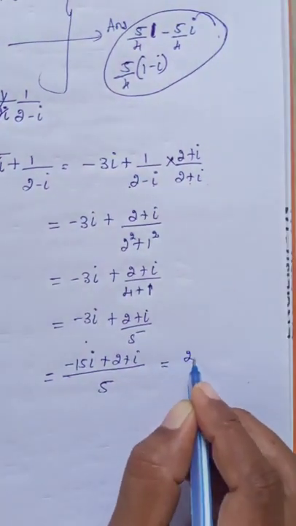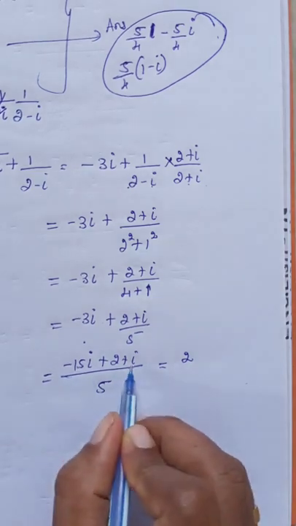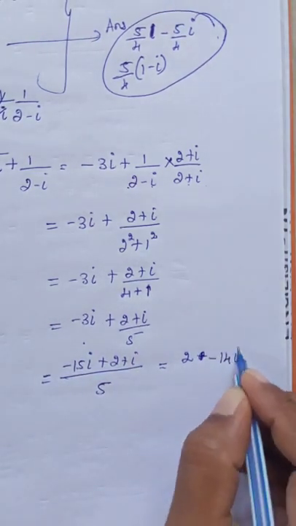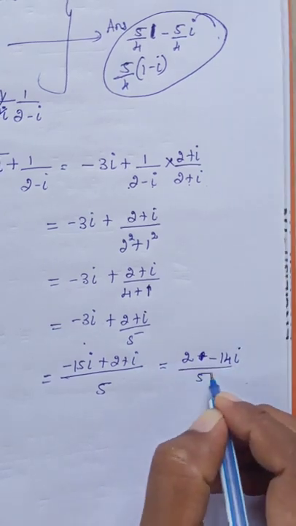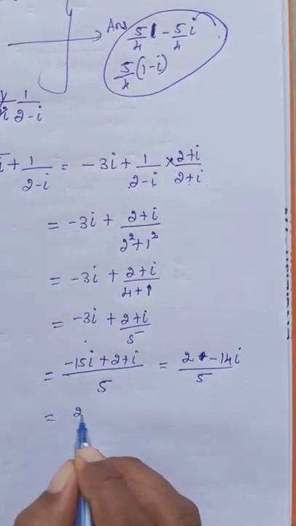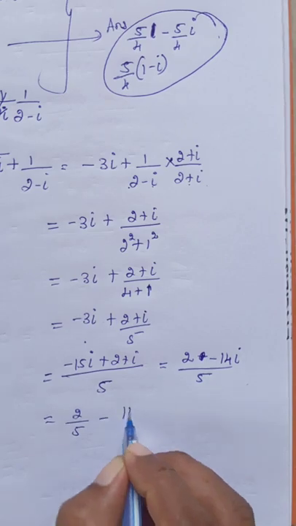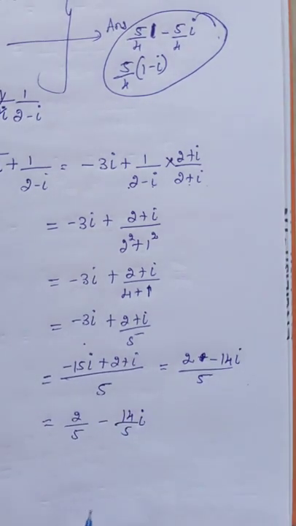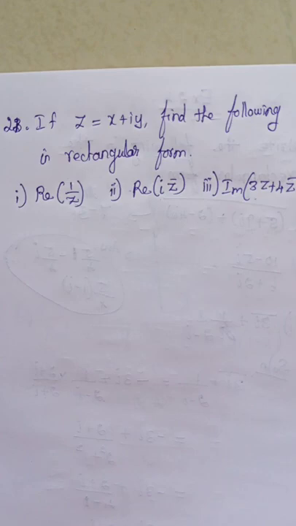So this is 2 minus 15i plus i, which is minus 14i, divided by 5, or 2 by 5 minus 14 by 5 into i, or i into 14 by 5. Is that clear? Shall we move to the next problem?